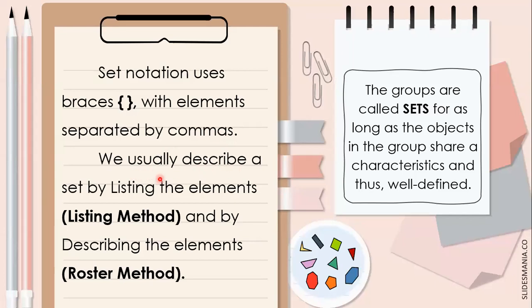And then we usually describe a set by listing the elements. If we list the elements, that is what we call the listing method. And if we describe the elements, that is what we call the roster method. So again, we usually describe a set by listing the elements and describing the elements. And the groups are called sets. The groups we identified earlier, that is what we call a set.